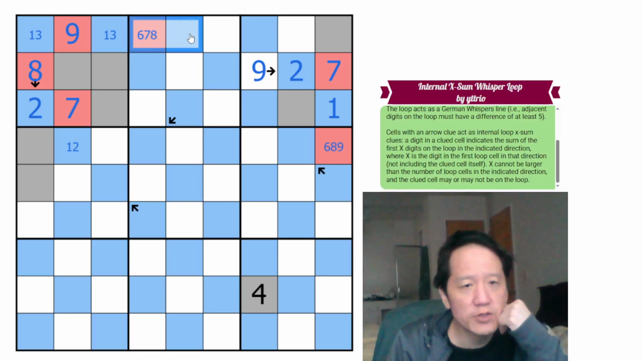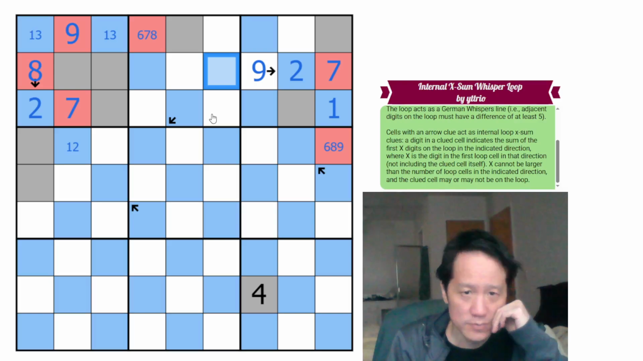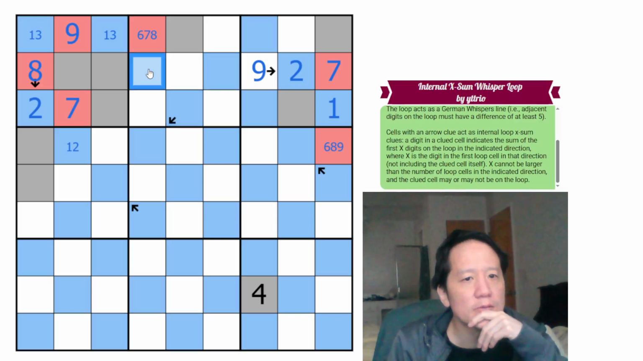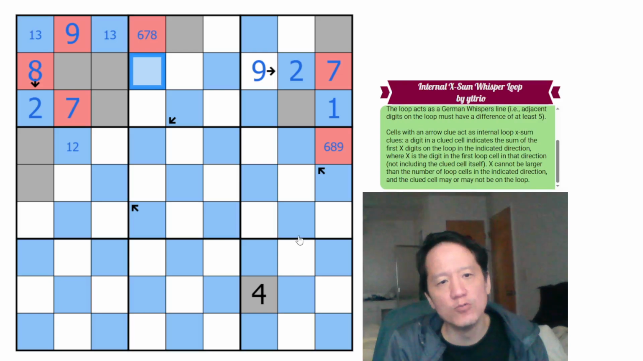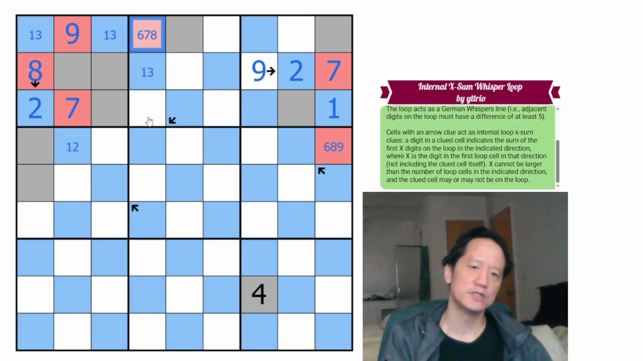If we tried going this way, then this would be a 4, and it would be next to 2 unique digits on a German whisper loop. So this is not allowed. Therefore, it must go down. This is not on the loop. This has to be 1, 3, and it cannot be 4 because it sees 2 unique digits on the German whisper loop.